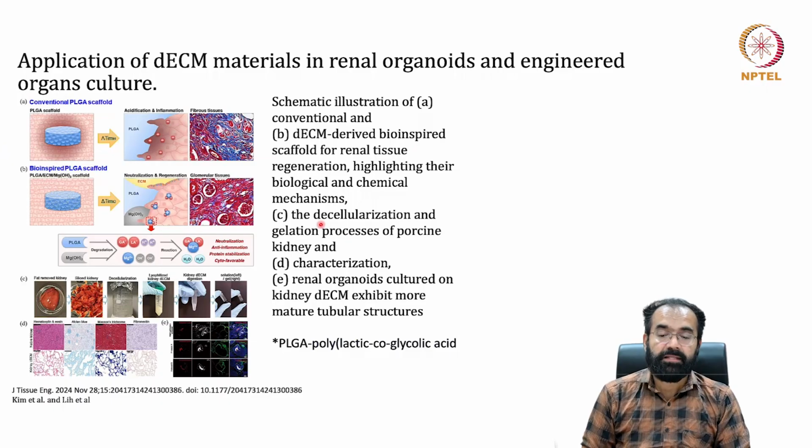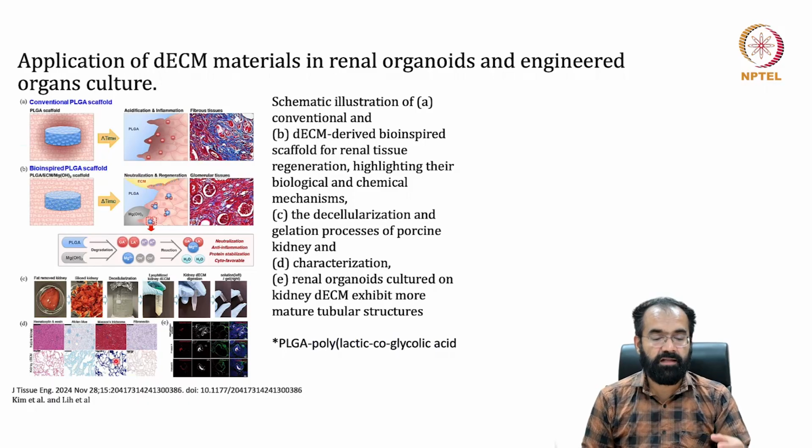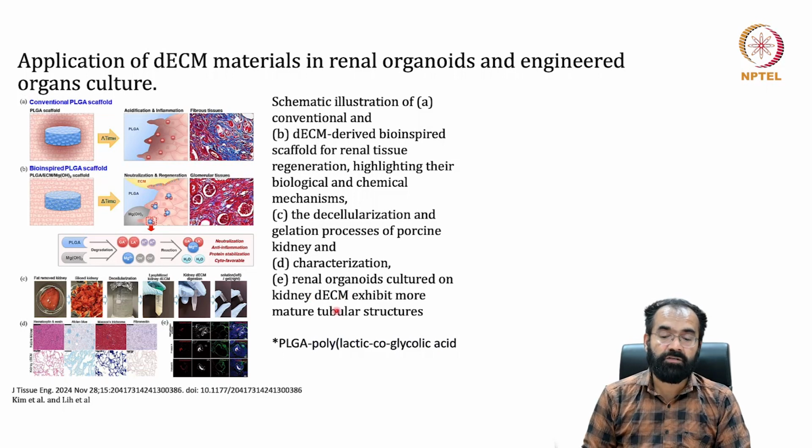And in panel C, the decellularization and gelation processes of porcine kidney. Porcine means pig kidney. They have taken the kidney from the host, and then they decellularize it, and they lyophilize it, kill all the cells just to get the DECM, which is ready for colonization of the host derived cell. And then you can see in panel D is the characterization of these cells, whether they are good, bad, are they colonizing, etc. from this DECM. And renal organoids cultured on kidney DECM exhibit more mature tubular structures.